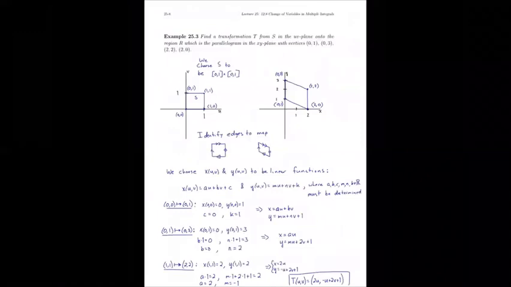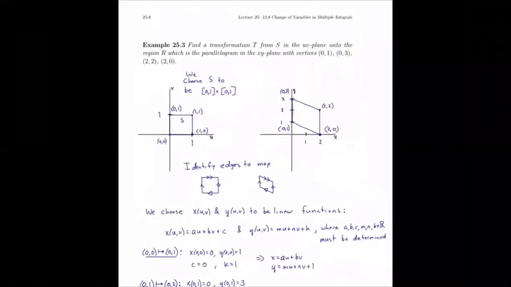Okay, so let's work a little bit more with just the transformations themselves. We're asked to find a transformation T from S in the UV plane onto the region R, which is the parallelogram in the XY plane with vertices, and so on. So we draw this from left to right. We're trying to get from some simple region in the UV plane to the more complicated region that we've been given in an XY plane.